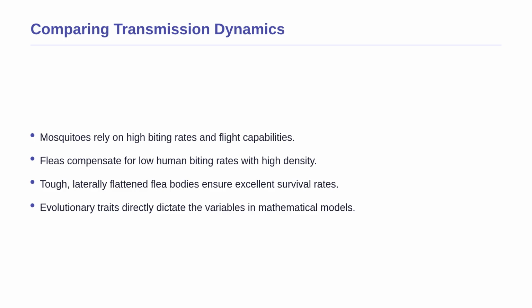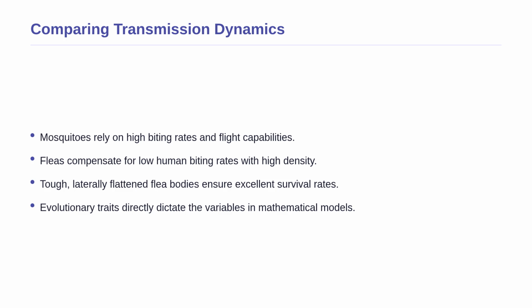Having calculated both examples, let us reflect on what the math is telling us about their biology. Even though the flea's biting rate on humans was much lower than the mosquito's, the flea still produced a higher vectorial capacity. Why? Because their tough, laterally flattened bodies give them an excellent survival rate, and their specific environment allowed for a very high population density.